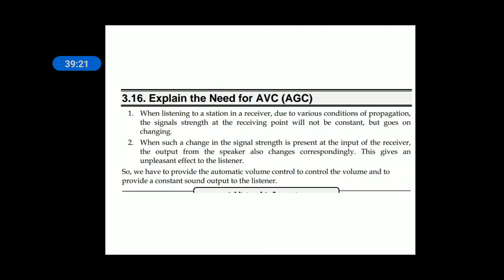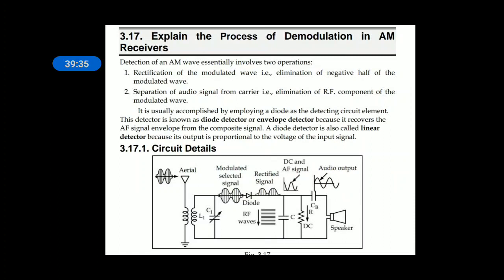Hence you need to have a verification of output with respect to input. When input is weak, more amplification will be done. When input is strong, less amplification is done, so that the output will become more constant. This is the process of demodulation.